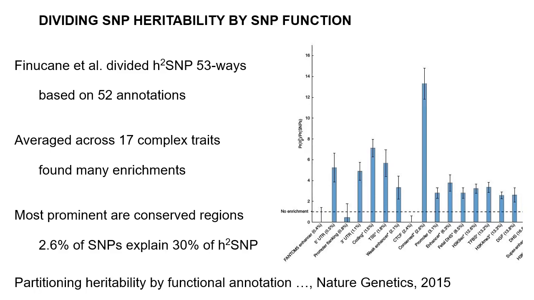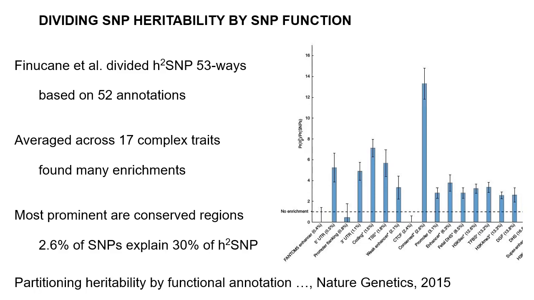Now they divided SNPs based on functional annotations. In total, there were 52 different categories. They analysed a wide range of traits and estimated the heritability explained by each category. And from that, they estimated the enrichment, so how much SNP heritability a category explained, divided by its size.